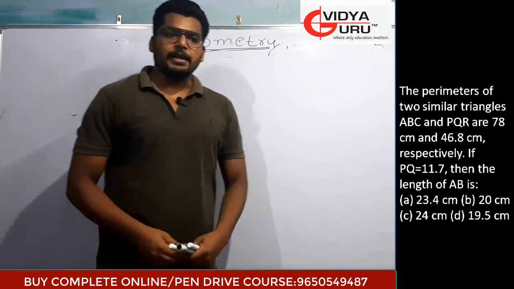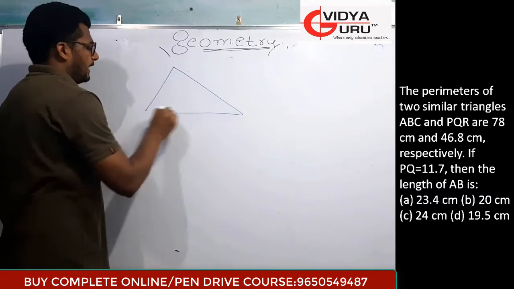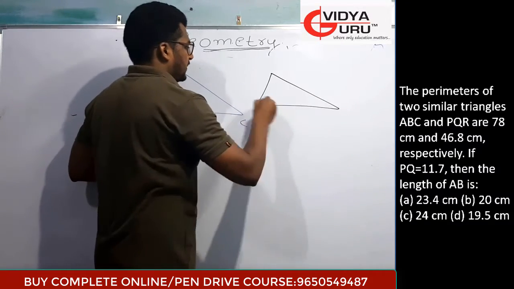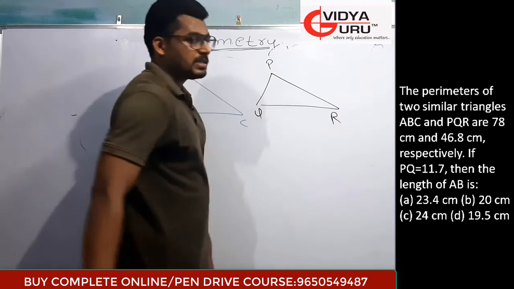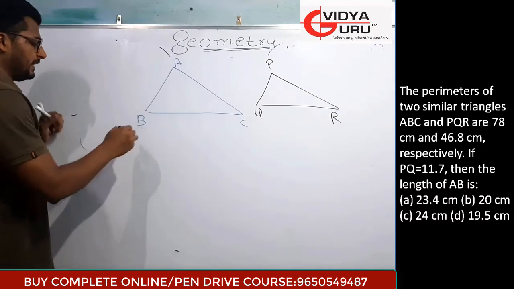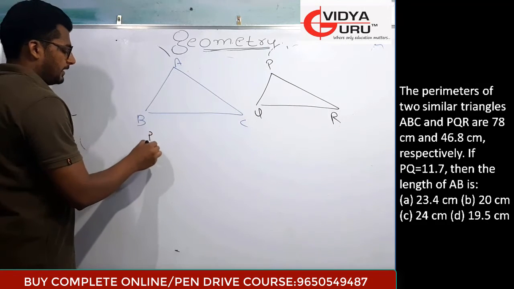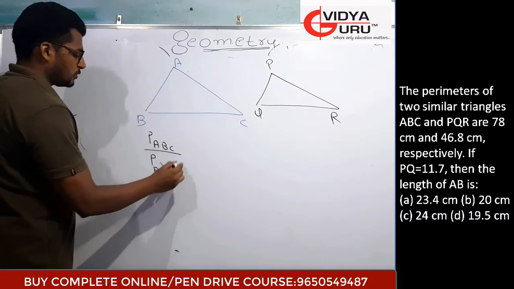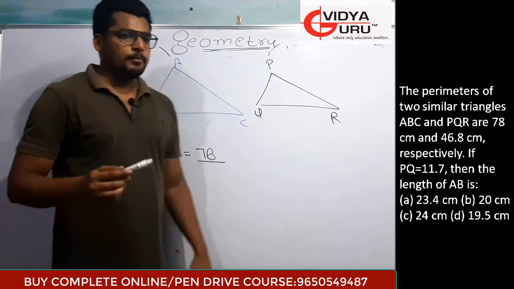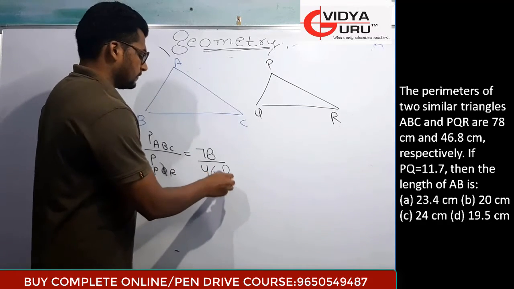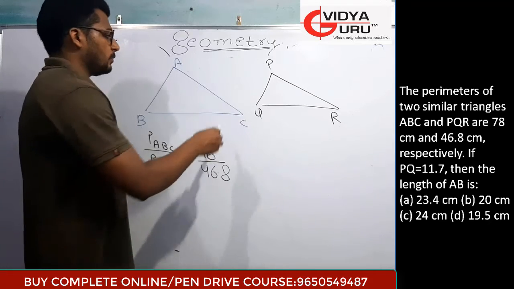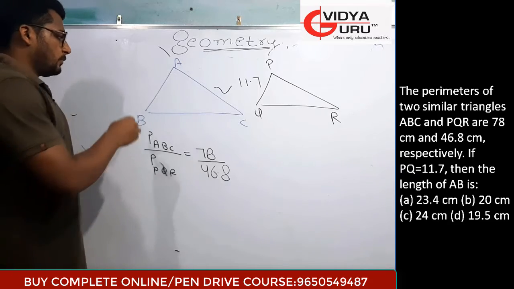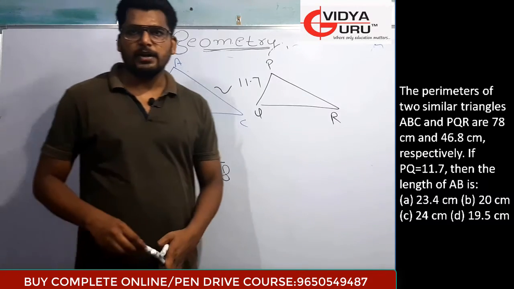The perimeters of two similar triangles ABC and PQR are given. The question is saying the ratio of their perimeters, perimeter of ABC upon perimeter of PQR, is 78 by 46.8, and PQ is 11.7. These two triangles are similar. The question is, what is the value of AB?